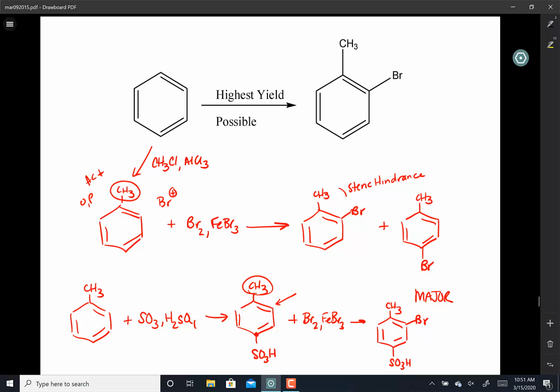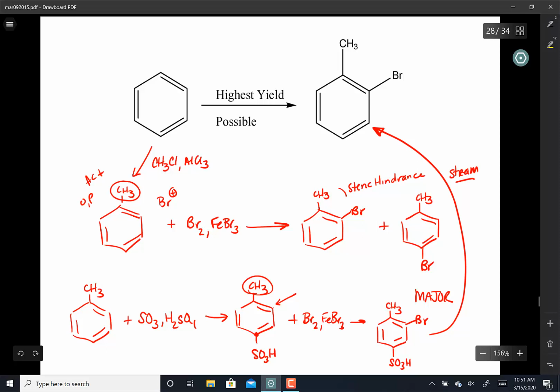Now if I would like to get rid of the sulfonic acid group and make my final product, all I do is treat that with steam, and the steam will strip off the sulfonic acid group and leave the ortho bromotoluene as the major product of the reaction. So this is actually what is called a blocking strategy. And we'll talk more about this in terms of syntheses of benzene rings.